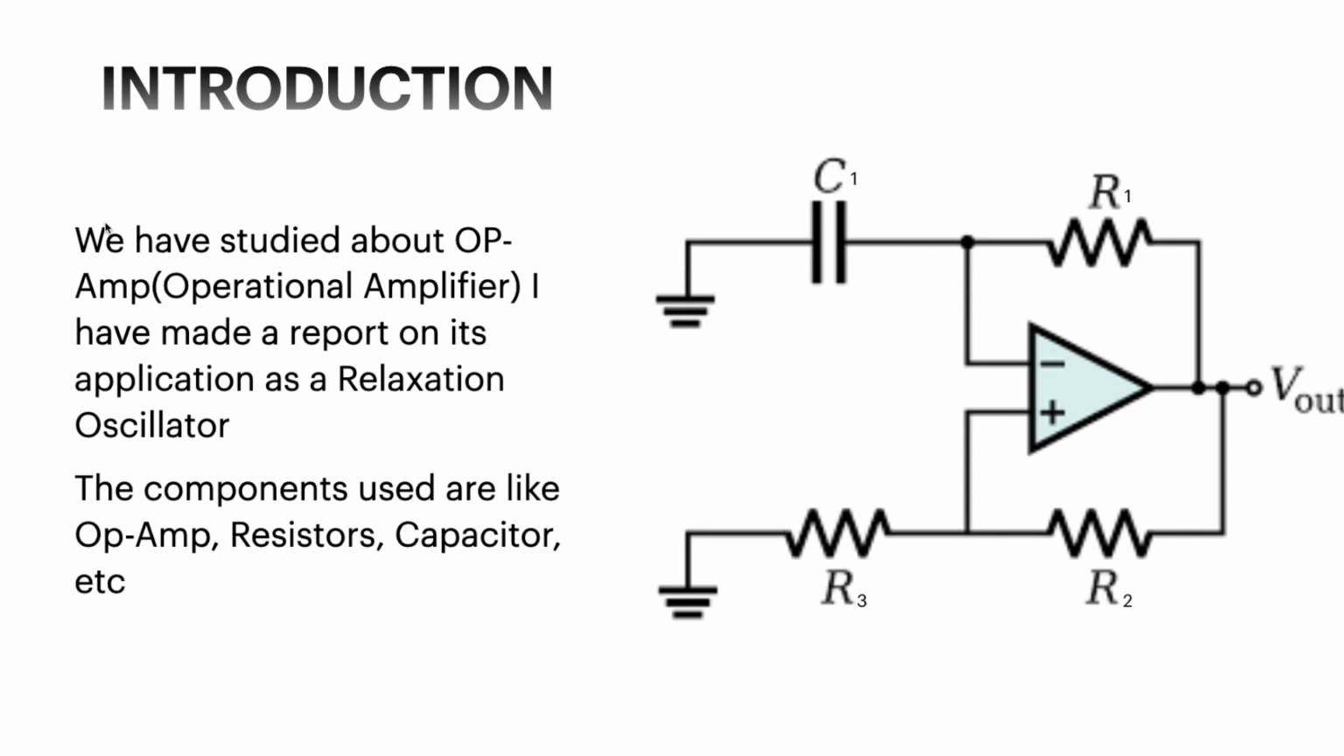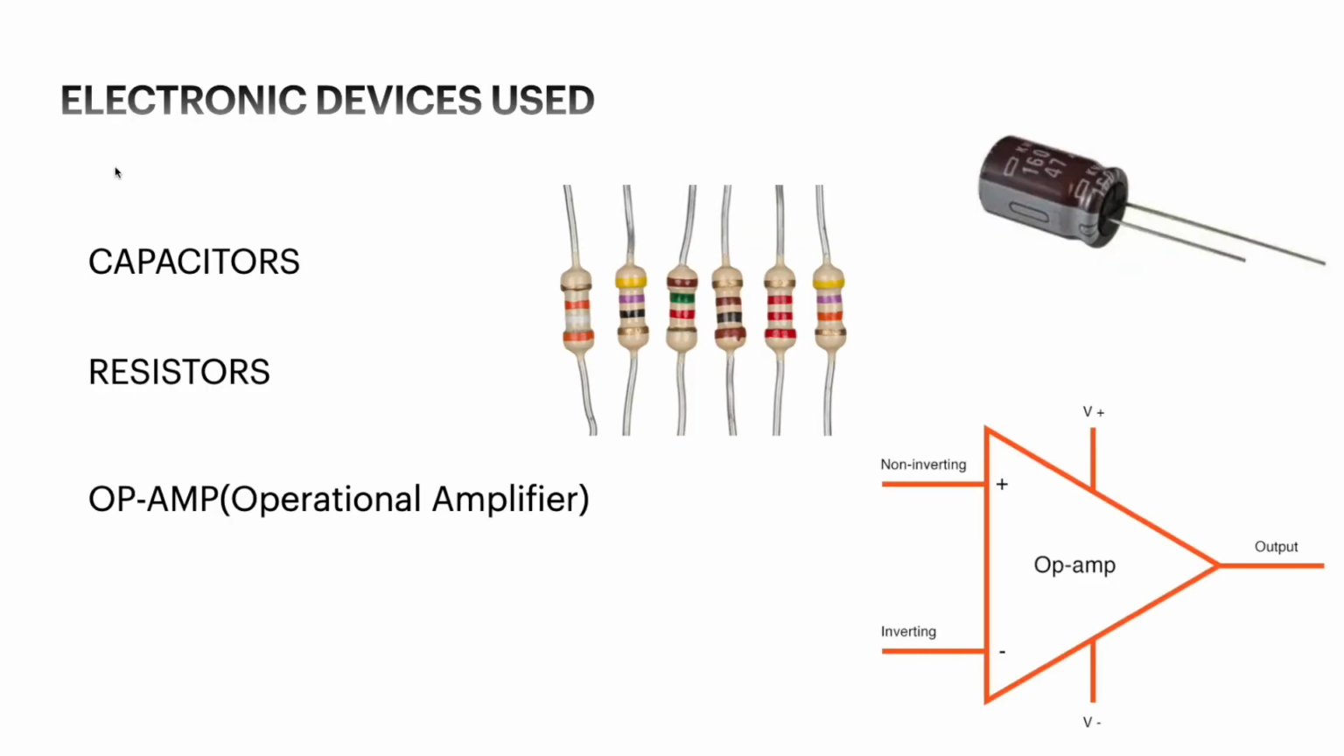In the project, I have studied the operational amplifier and made its application as a relaxation oscillator. The components used in the circuit are op amps, resistors and capacitors. Here are the following electronic devices: the resistors, the capacitors and op amps.